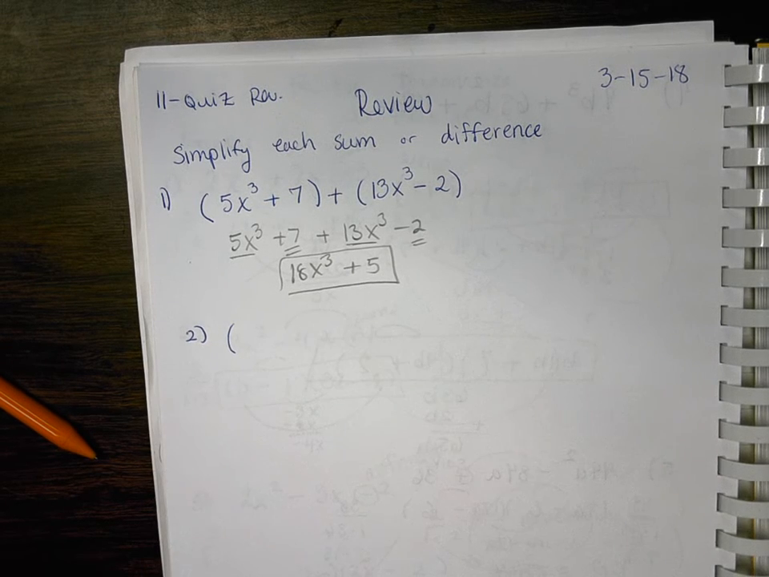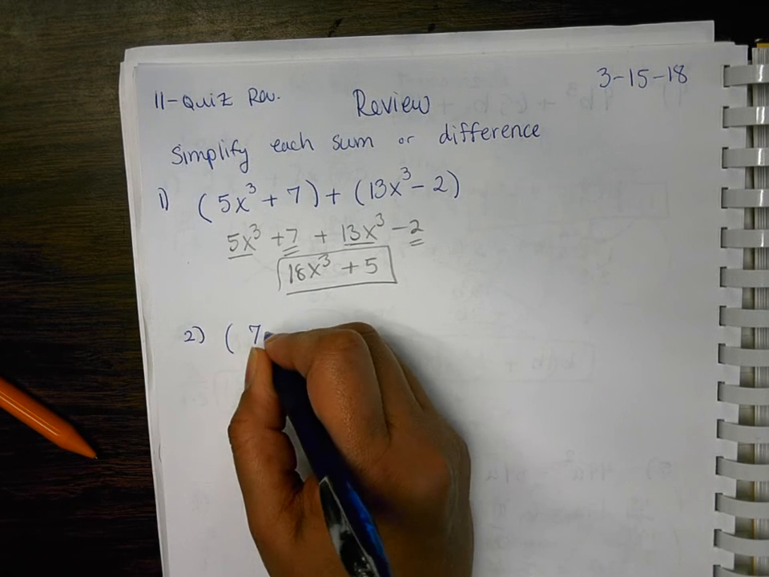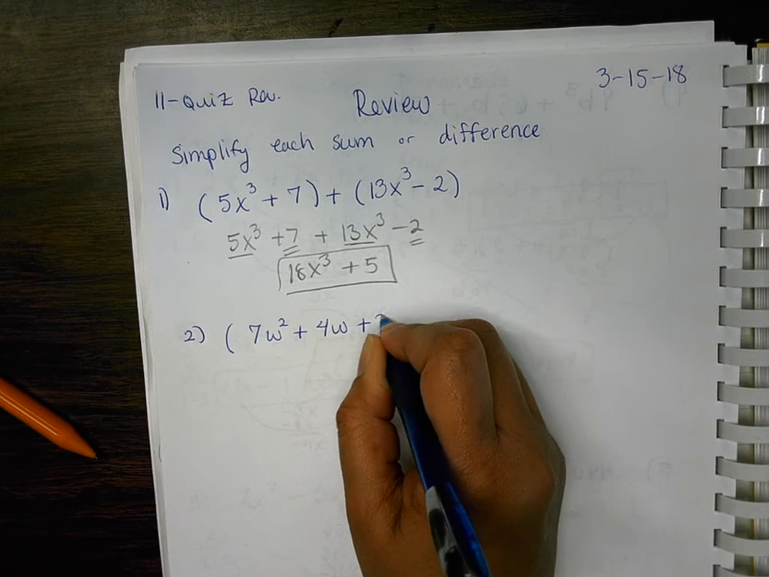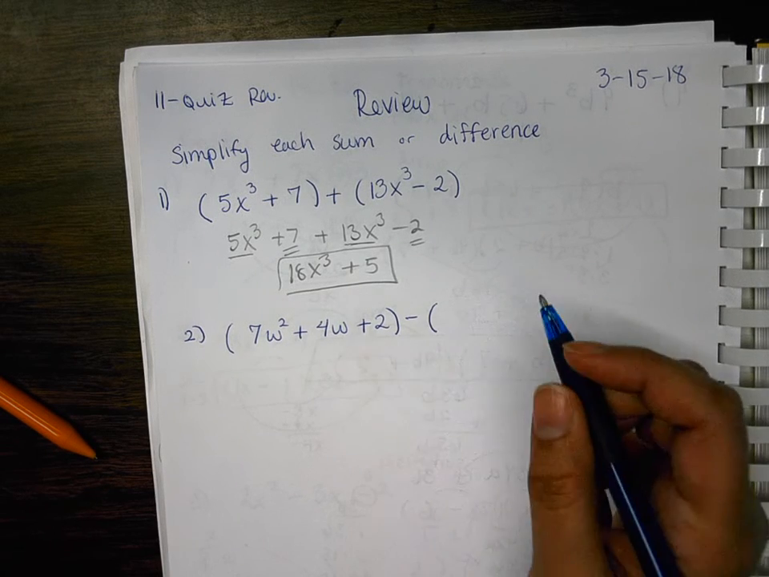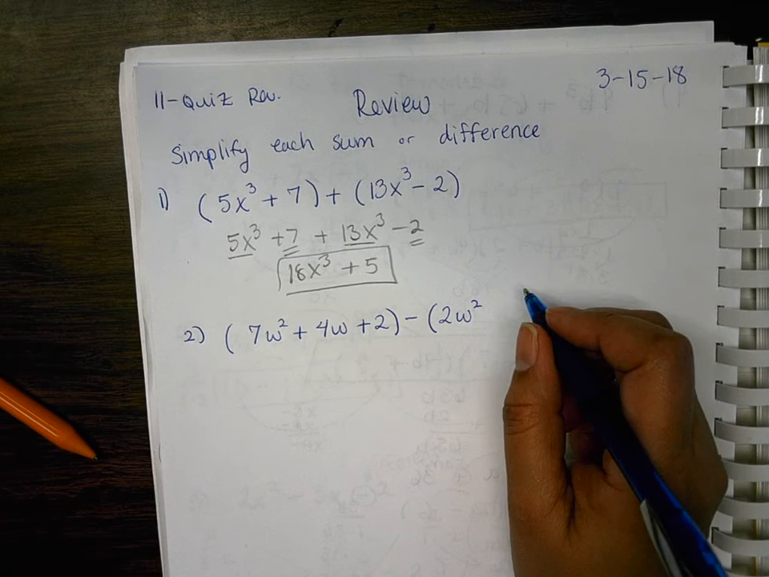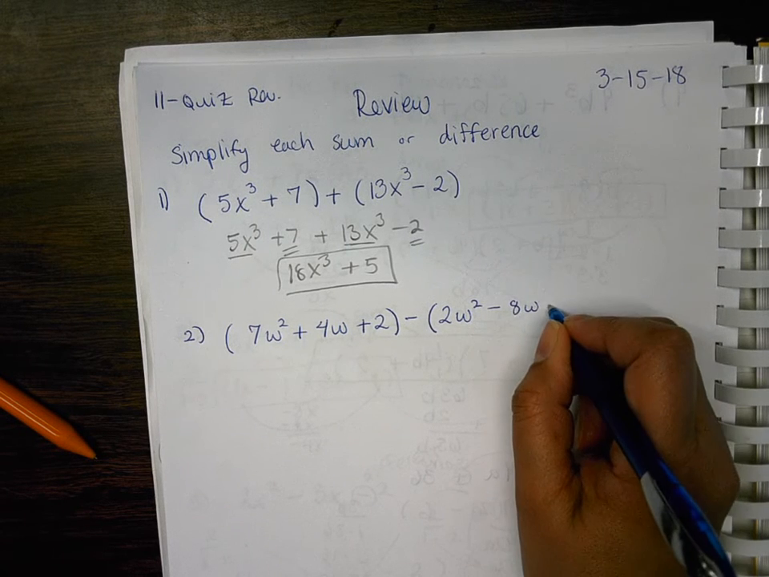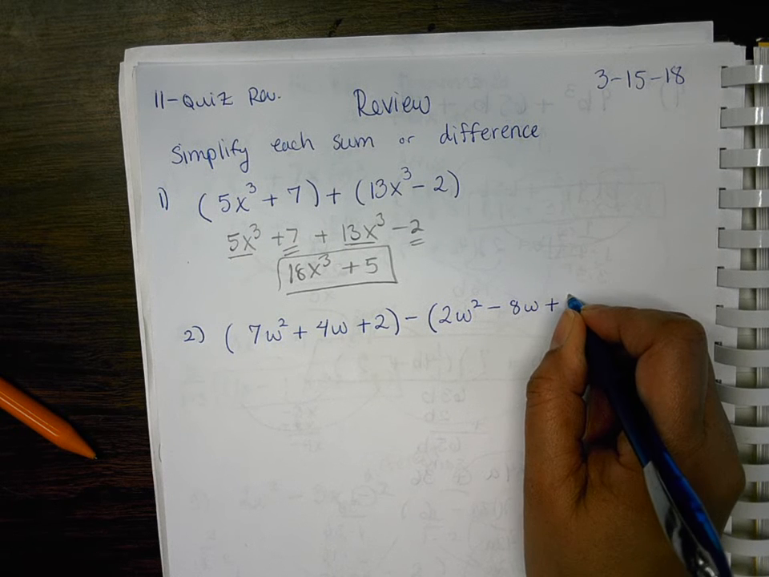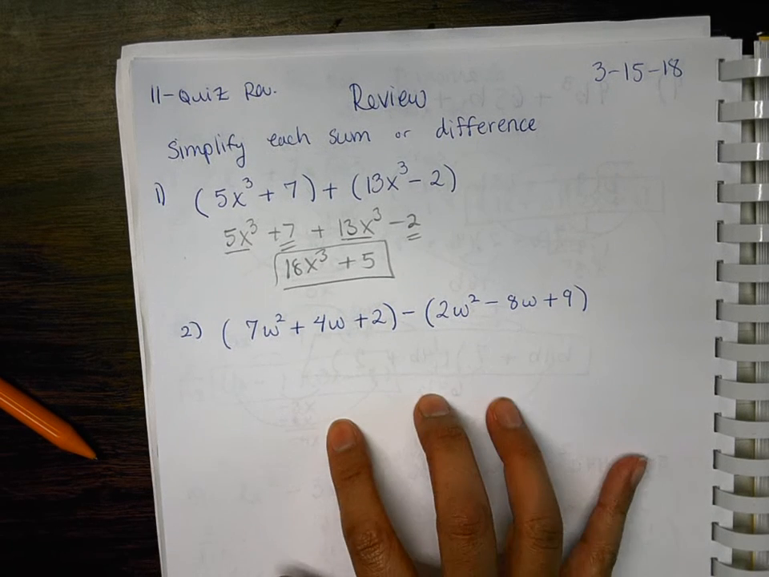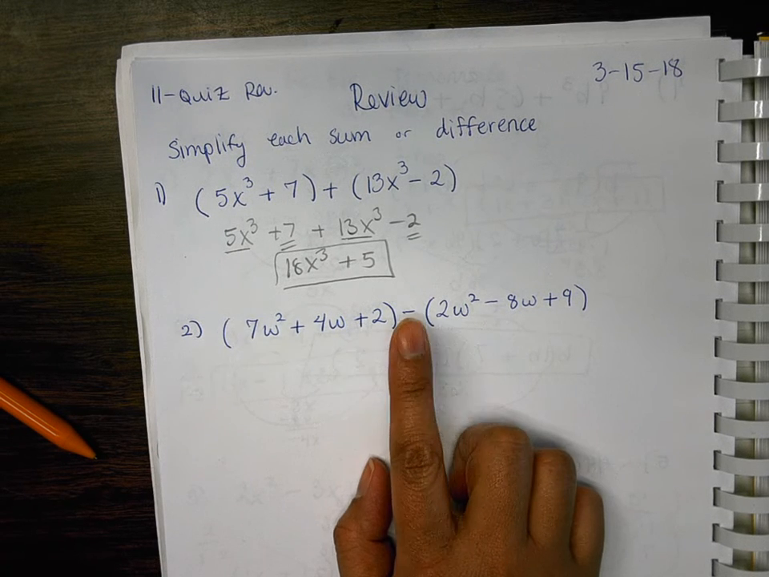All right. Now what if I had something like this? Parentheses 7w squared plus 4w plus 2, parentheses, minus, parentheses 2w squared minus 8w plus 9. All right. Is this a double distribute or triple? Is this a triple distribution problem? Can't you distribute for each negative? Okay. Do you see there's a minus sign?